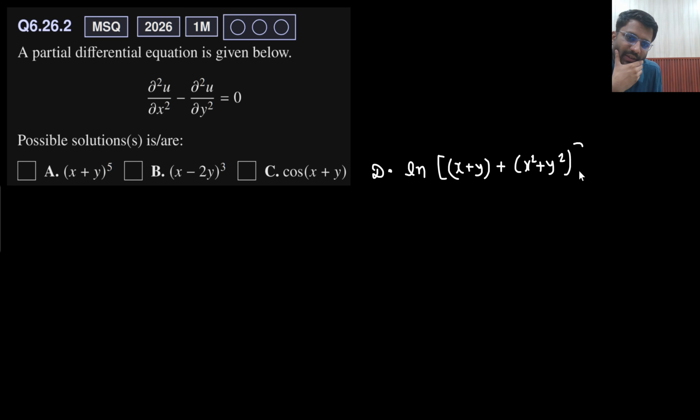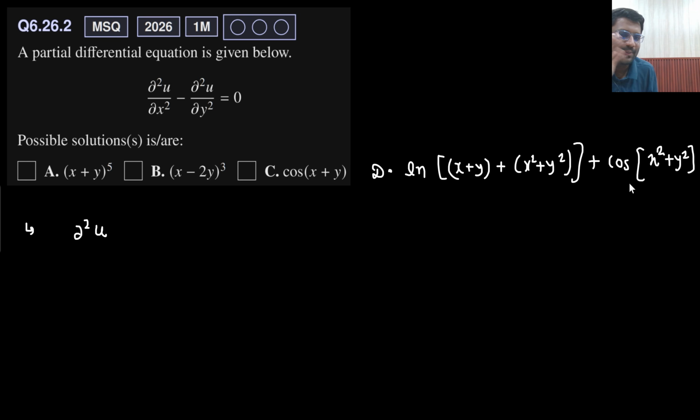Which of the following options will satisfy? If someone is very smart, no, let me frame option D as well. I am framing option D, that would be ln(x plus y) plus x square plus y square plus cos of (x square plus y square). This is your option D. Although this option D was not mentioned in the examination hall, it was very easy. I just wanted to make it tough, nothing else.